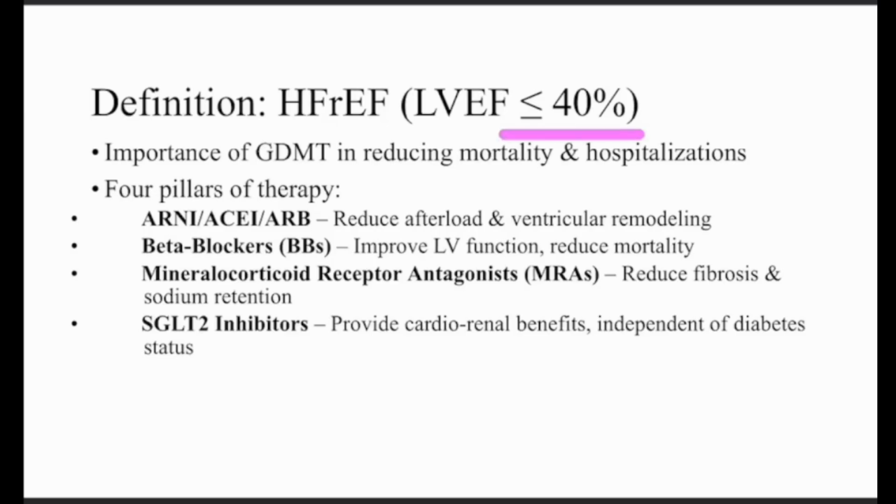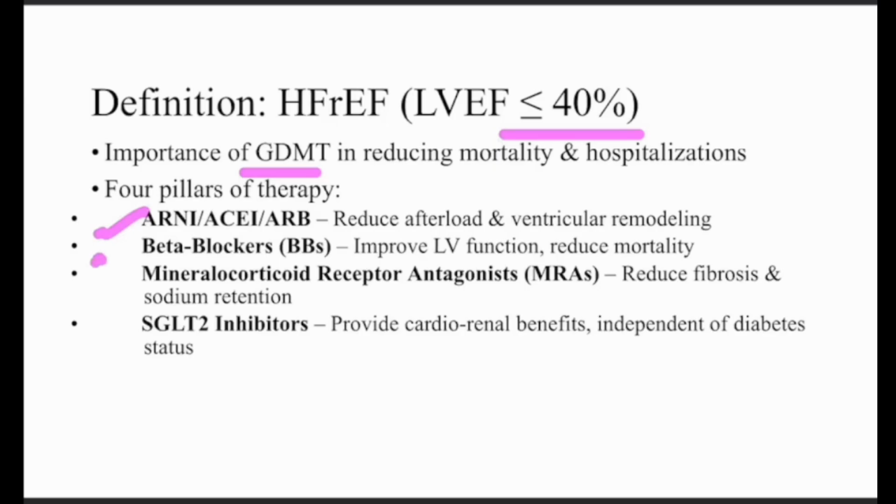We usually go by the goal directed medical treatment. It's called GDMT. This will reduce the mortality and hospitalizations. The four pillars are: one is the ARNI or angiotensin receptor neprilysin inhibitors, ACE inhibitor or ARB. So that is the first pillar.